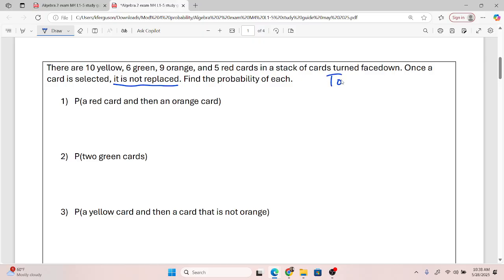Well, there's a total of how many cards? There's a total of 30 cards. 16 plus 14, that's 30.